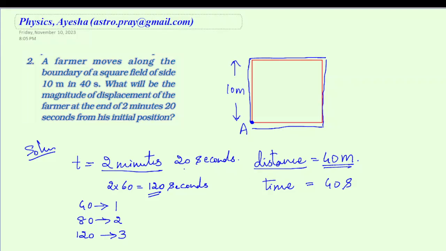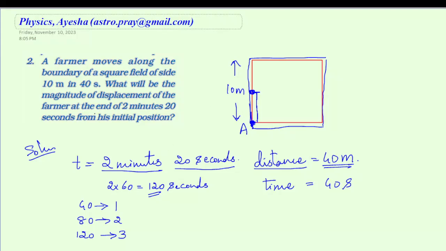How many more seconds does he have? 20 seconds he has. Let's say I started from here. He completes one square in 40 seconds, another square in 80, another in 120. So he's here now. 20 more seconds are left for him. If he completes this distance in 40 seconds, then obviously in 20 seconds he would complete only half of it, right? So at the end of 2 minutes 20 seconds, he is here, isn't it?